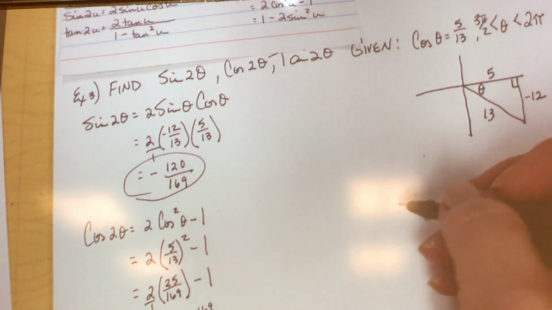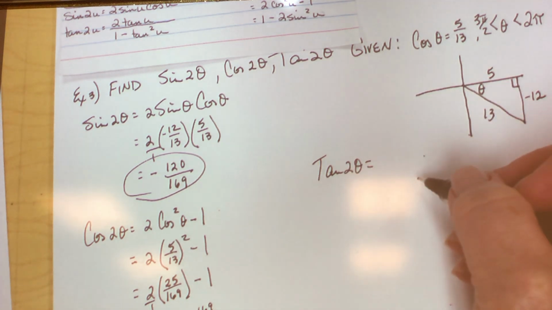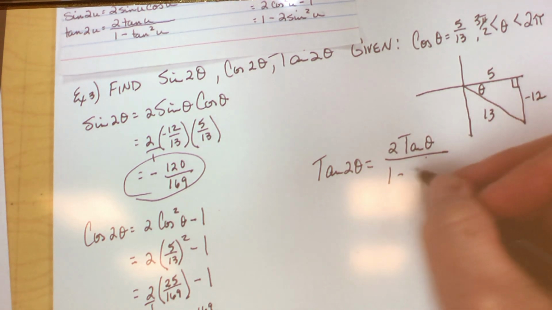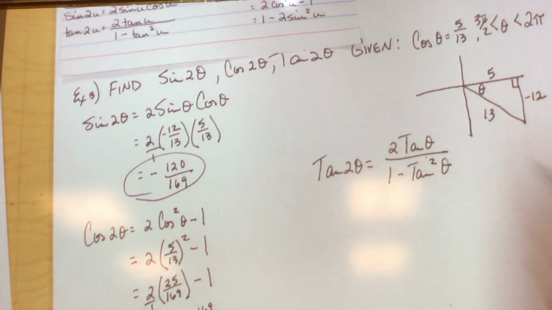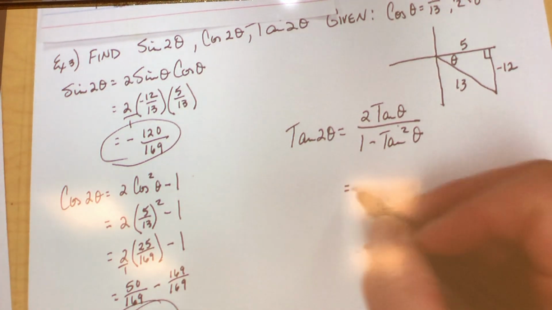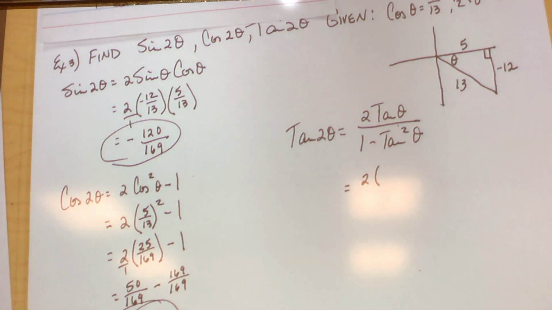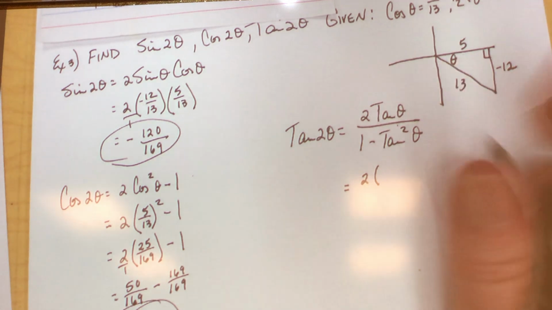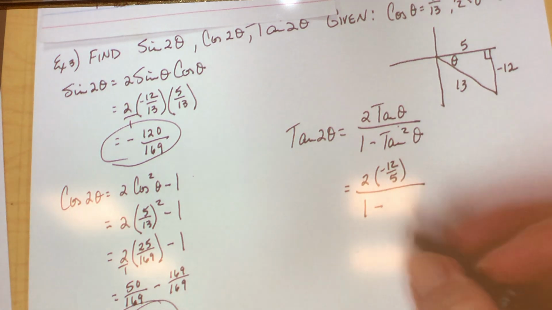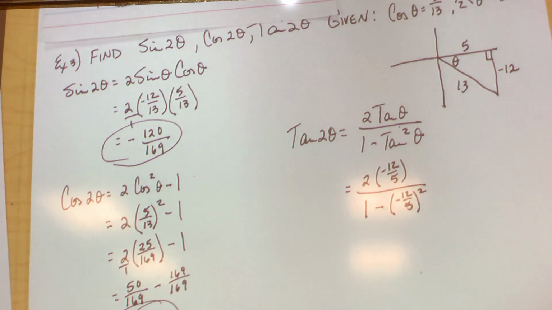Okay, so here's the formula for tangent. Tangent of 2 theta is equal to 2 times the tan of theta over 1 minus tan squared theta. All right, are you with me? You should be working ahead. You should already have your numbers filled in. So 2 times tangent, opposite over adjacent, negative 12 over 5, over 1 minus, well, obviously, negative 12 fifths squared.